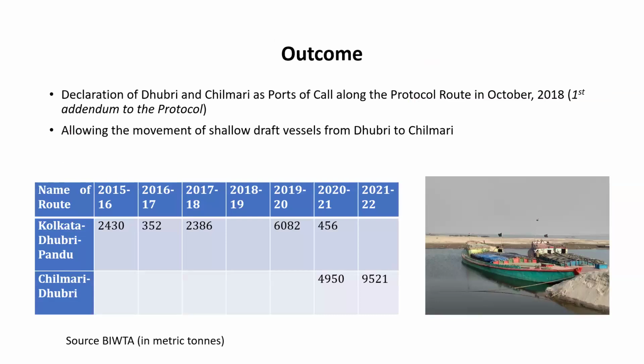So the outcome of the advocacy efforts of CUTS was that Dhubri and Chilmari were declared as ports of call along the protocol route in October 2019, as the first addendum to the protocol. And in the same year, in the month of December, the movement of shallow draft vessels from Dhubri to Chilmari was also permitted. And you can see the data which shows the volume of trade happening through this route, Kolkata, Dhubri, Pandu, 6,456 in the year 2020-21. Once Chilmari and Dhubri were declared as ports of call and trade started happening between these two places, you can see the trade volume happening on that particular route. The latest data is available up to 2021-22 only. Next slide.